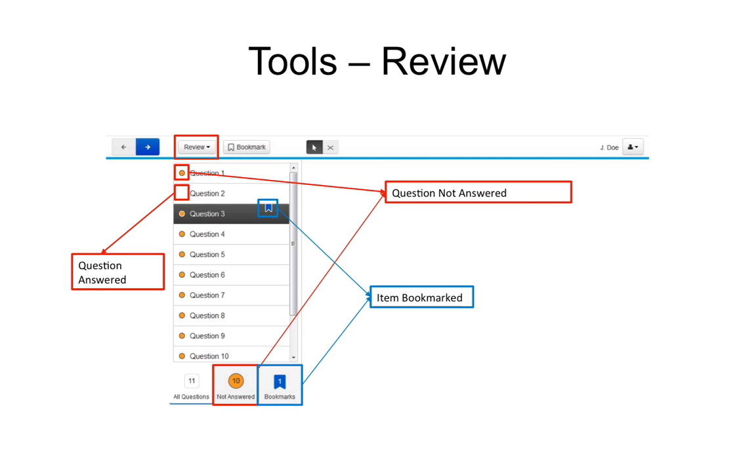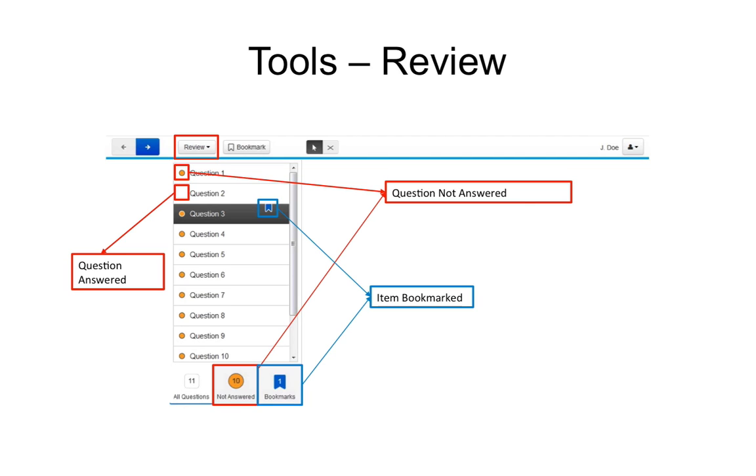Now let's look at some of the tools and features available to students on ISTEP Plus and ISTEP Experience. The Review tool can be found in the top menu bar. When clicked, students are able to see a list of all items in the current selection. Clicking on any question within the list will take the student directly to that question.